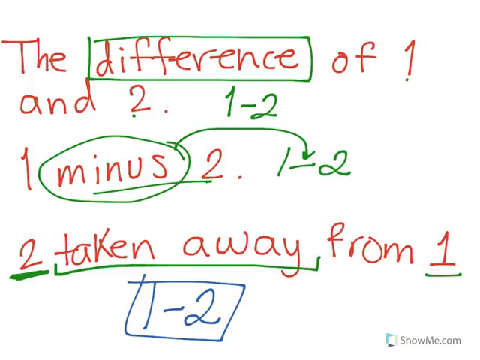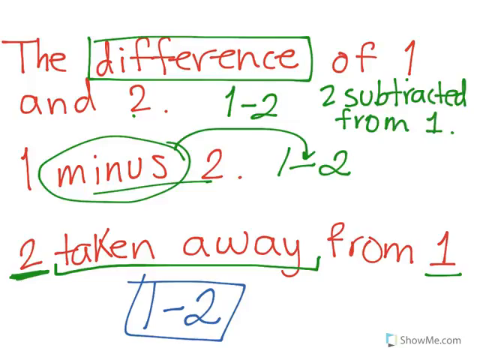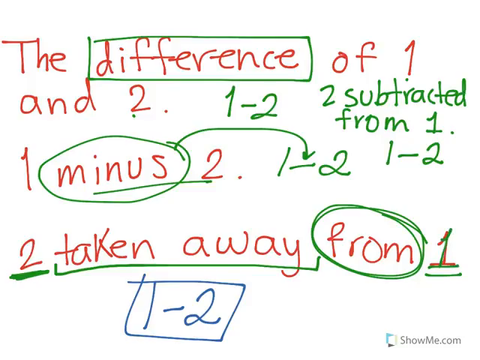So, for example, if we were to have 2 subtracted from 1, that is also a valid example, and it also represents 1 minus 2. So here the from part tells you that 1 is gonna be first before the 2, and then the 2 is taken away from the 1.